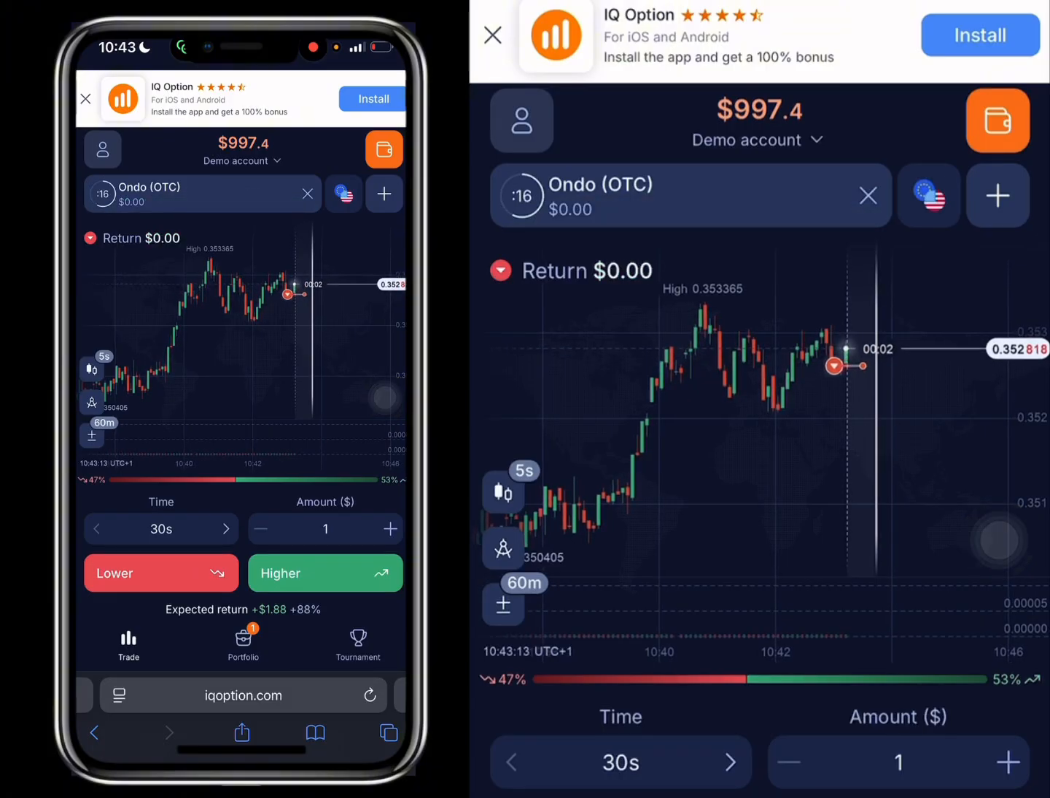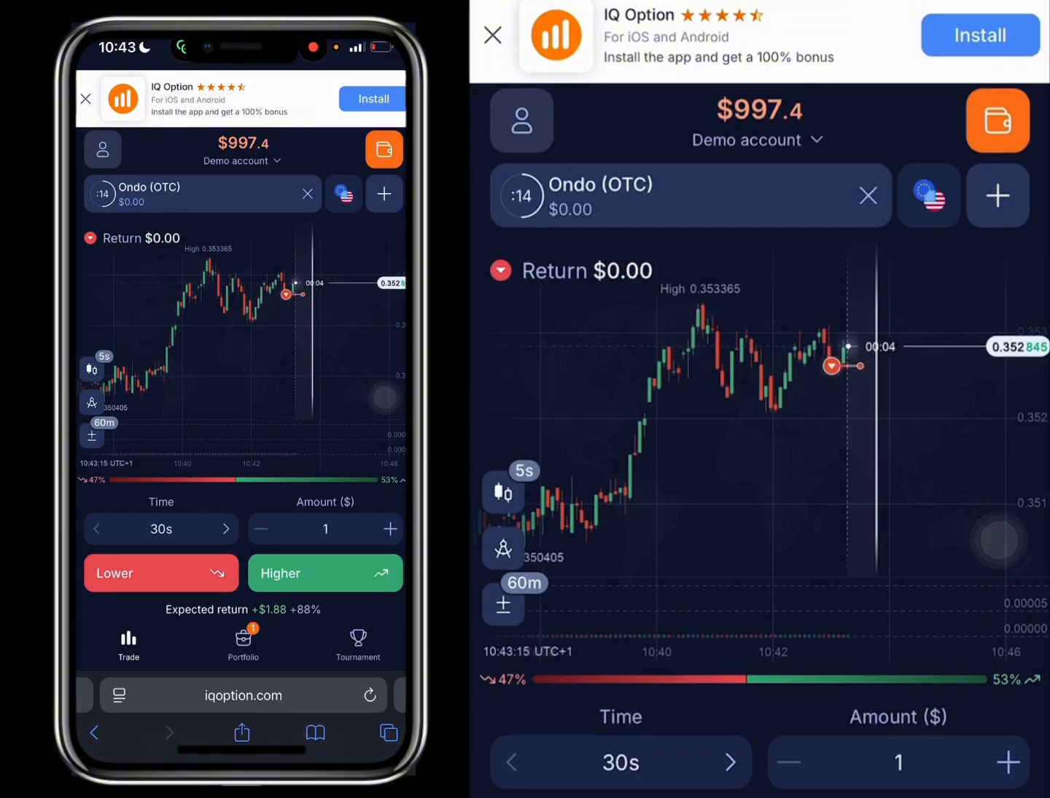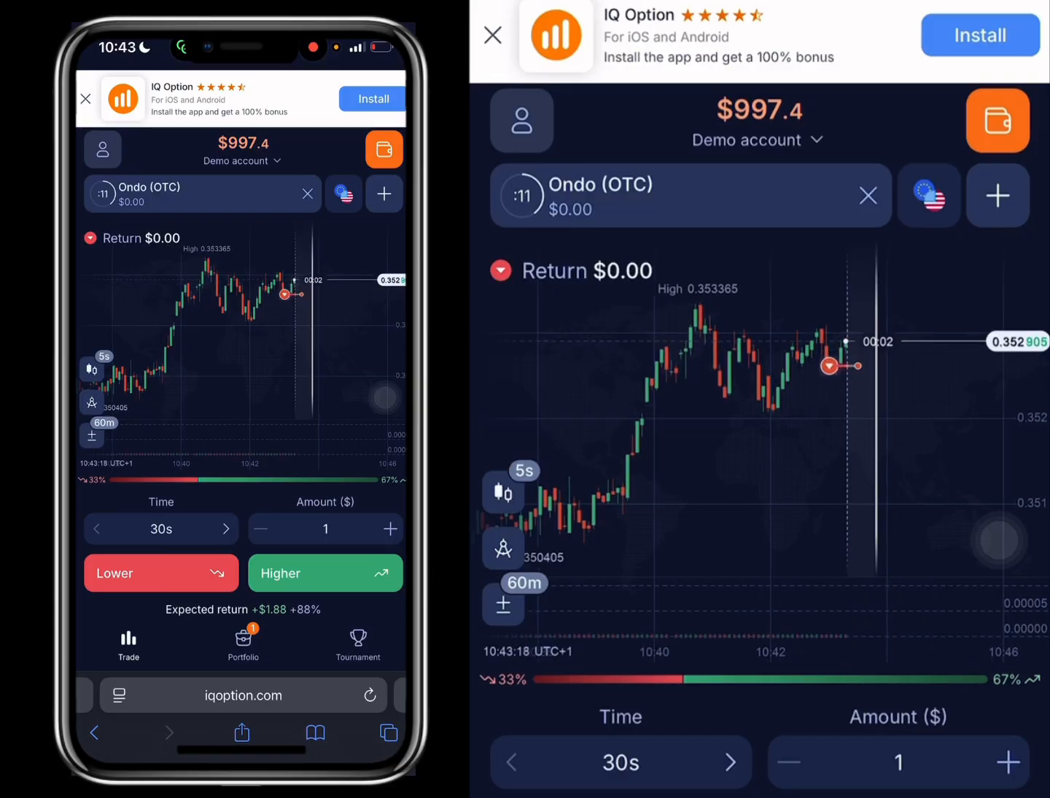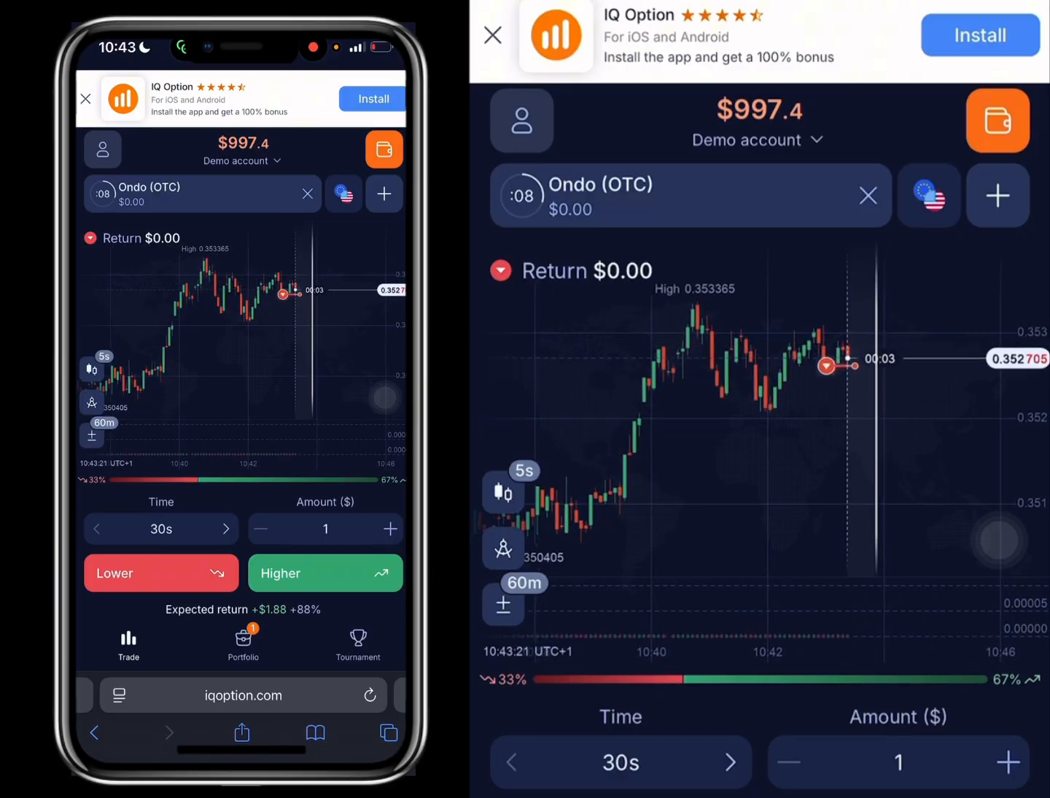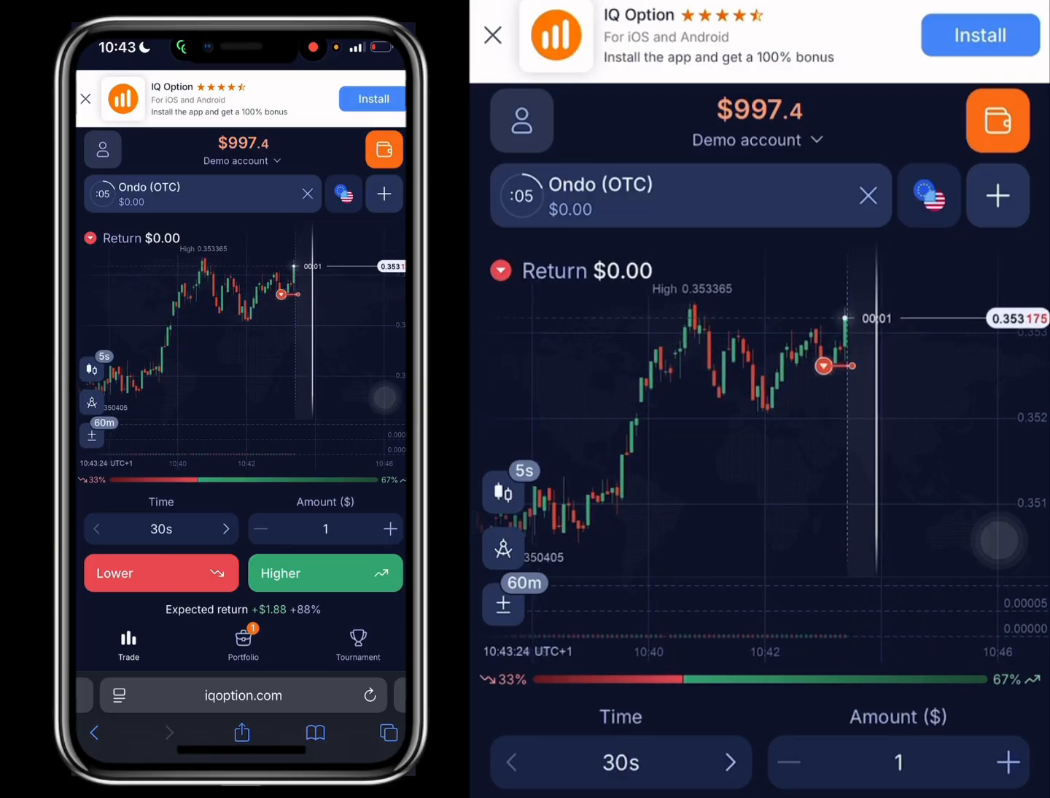Remember the previous trade we took and we won. What we got was 8.4. Because this one is 88%, we would have gotten 8.8. So that is just the little margin there.